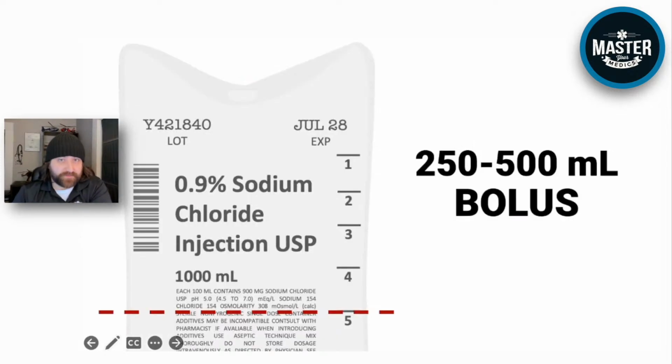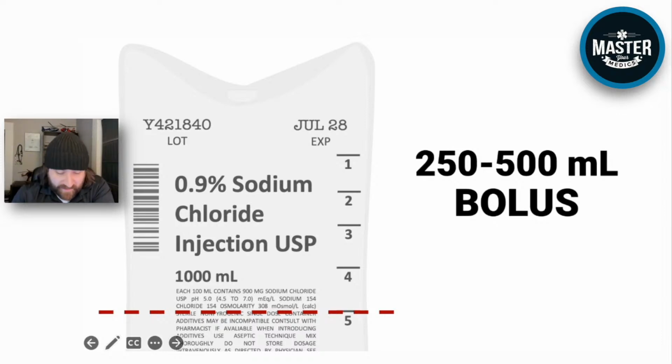So here's what I like to do. I usually give a bolus of 250 to 500 mLs. And when I say bolus, I mean bolus, right? Dust off the pressure bag, put the pressure bag on, and give it over like 10 minutes, right? So after a 250, 500 bolus, you should see some meaningful improvement, right?